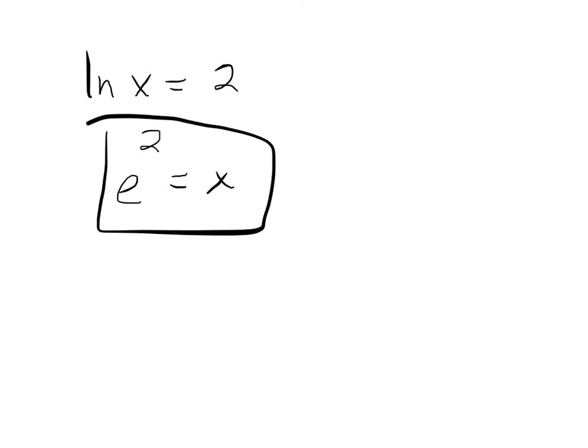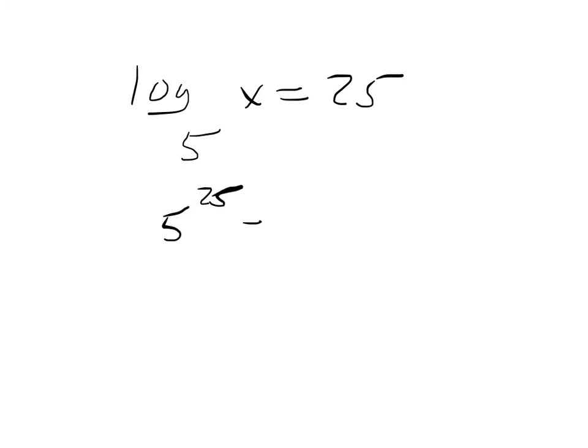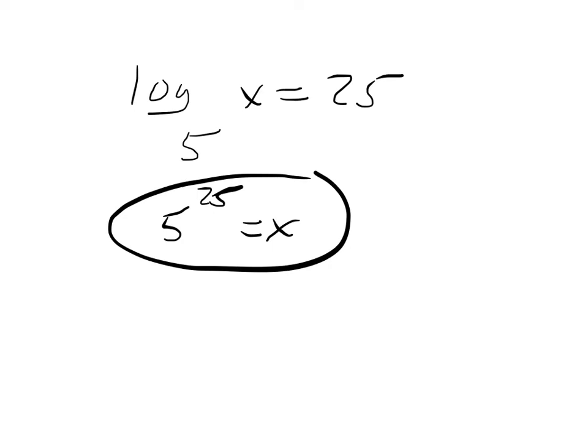So suppose you're given something like natural log of x equals 2, and you're asked to solve that for x. By definition, natural log means a base of e, so e squared equals x, and I'm done. How about, for example, log base 5 of x equals 25. 5 to the 25 equals x. Whatever that is, I'm done.